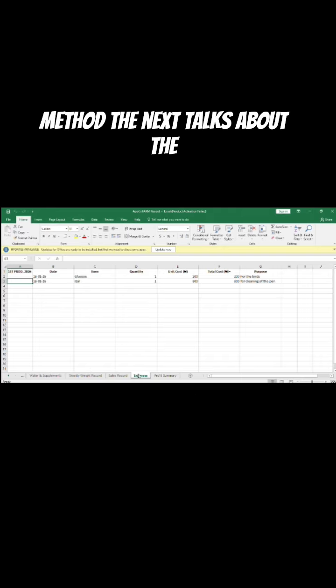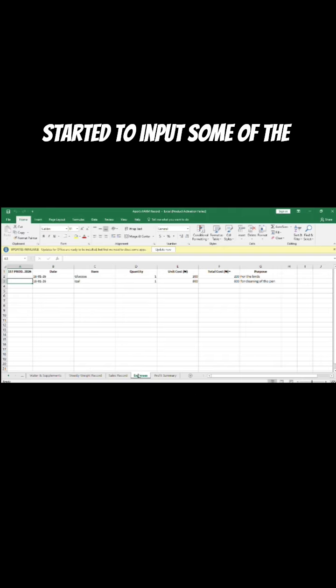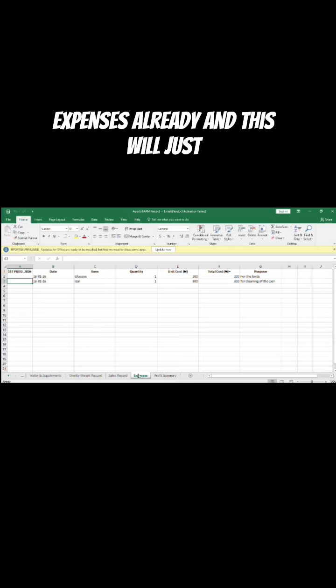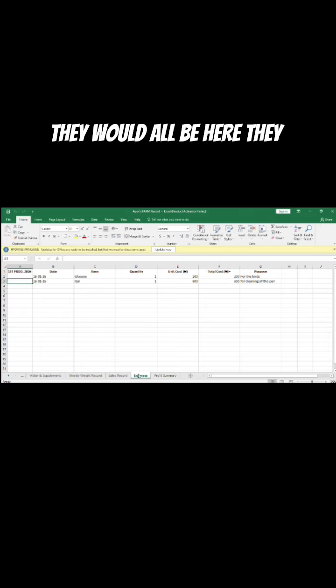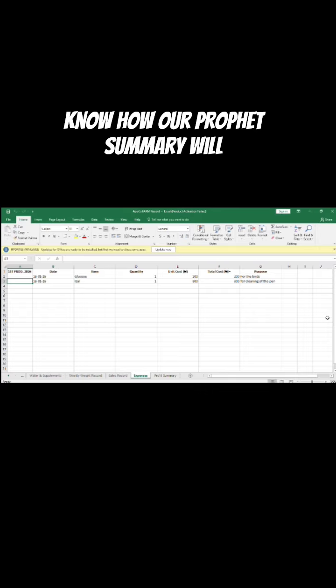The next talks about the expenses. As you can see, we've started to input some of the expenses already, and this will capture all our inputs, both fixed cost and variable cost. They would all be captured here, to know how our profit summary will be.